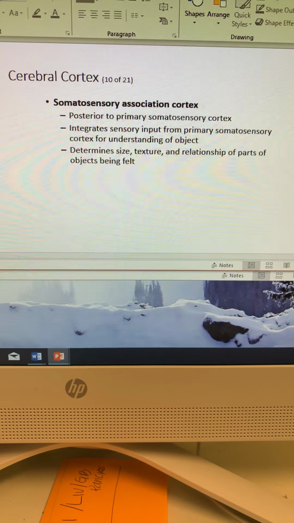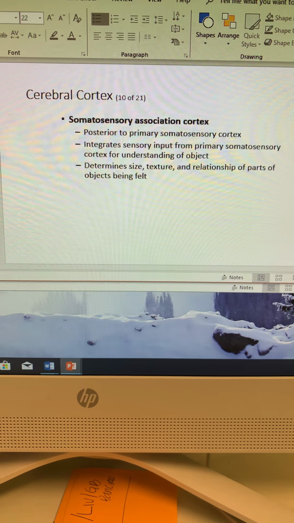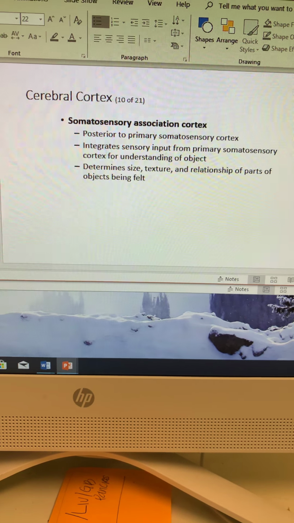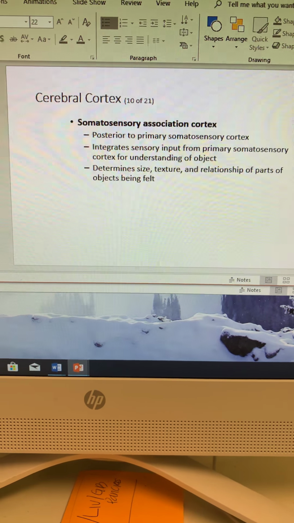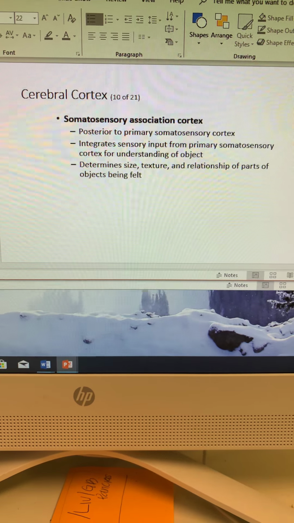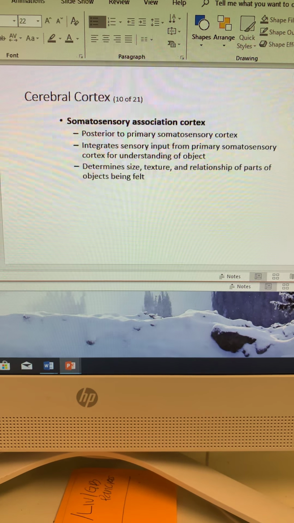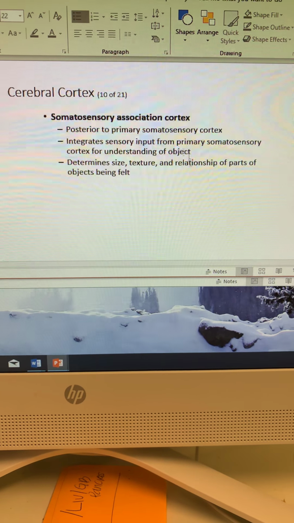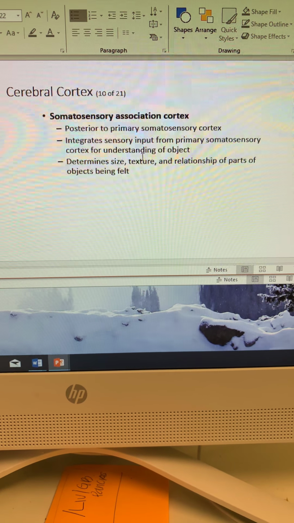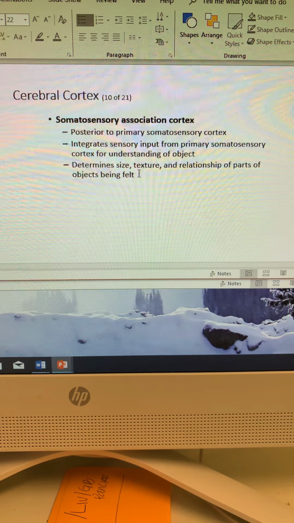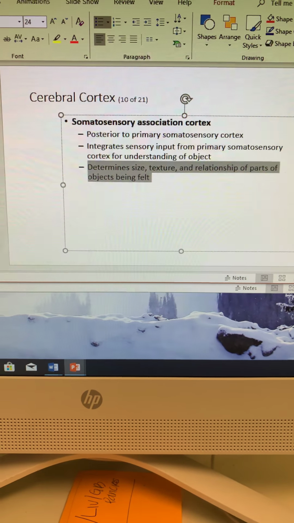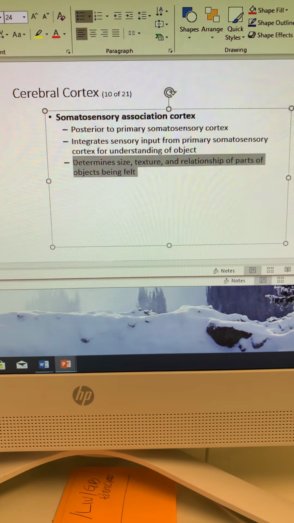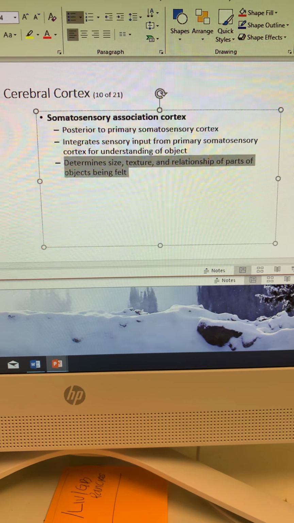So we have here your somatosensory association cortex, which is posterior to the primary somatosensory cortex. It integrates sensory input from the primary somatosensory cortex for understanding of the object. So all of this, less important. This, determining the size, texture, and relationship parts of objects that are being felt, that is what I'm most concerned with.